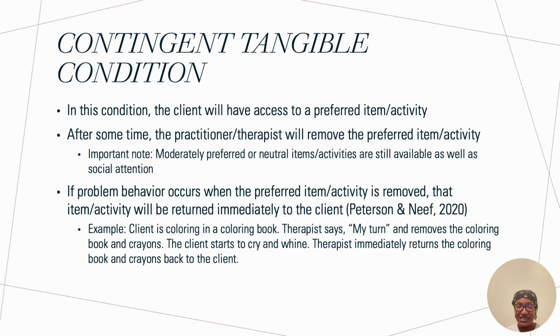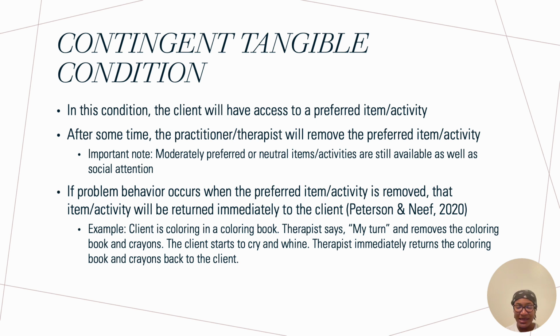Next, we have the contingent tangible condition. In this condition, the client will have access to a preferred item/activity. After some time, the practitioner/therapist will then remove the preferred item/activity. But it is important to note that there will also still be moderately preferred or neutral preferred items/activities still available to the client, as well as social attention from the therapist. If problem behavior occurs when the problem item/activity is removed, that item/activity will be returned immediately to the client.